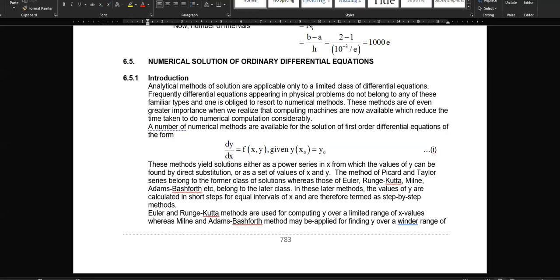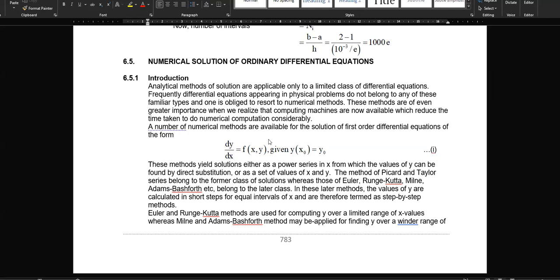So numerical solutions of ordinary differential equations. That's what we are going to discuss. This is the last part of numerical methods. Analytic solutions we have done when we did differential equations.